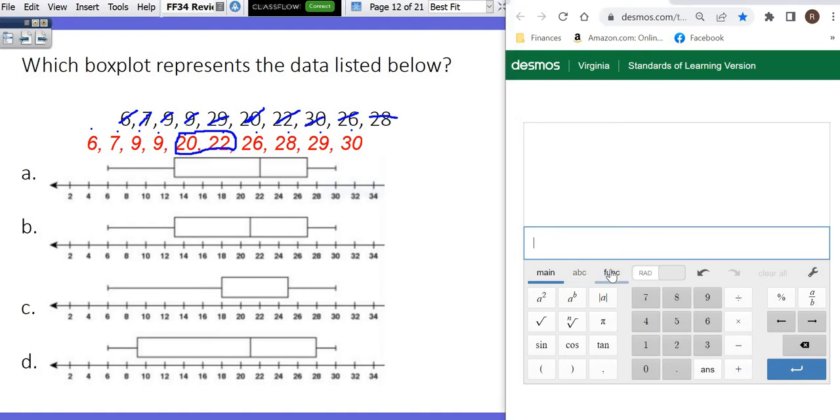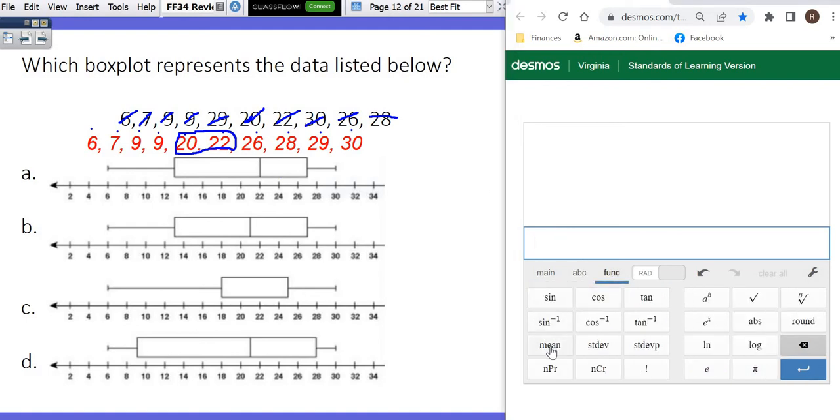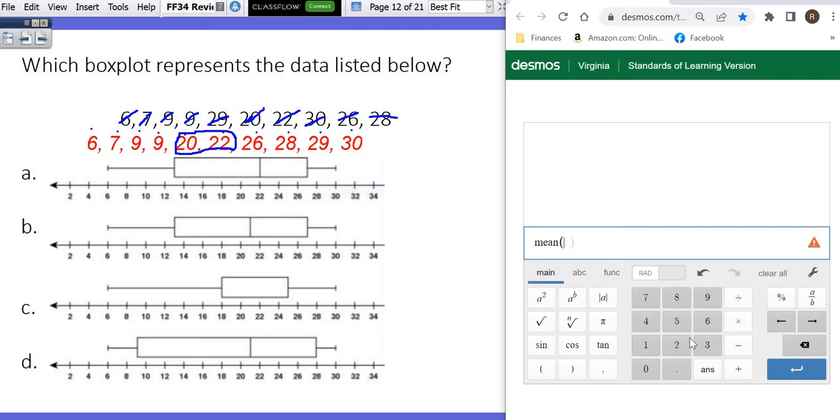So I'm going to come over here. I'm going to go to function. I'm going to click on mean. I'm going to go back to my main screen. I'm going to put in 20, comma, and 22. And that tells me my median is 21.